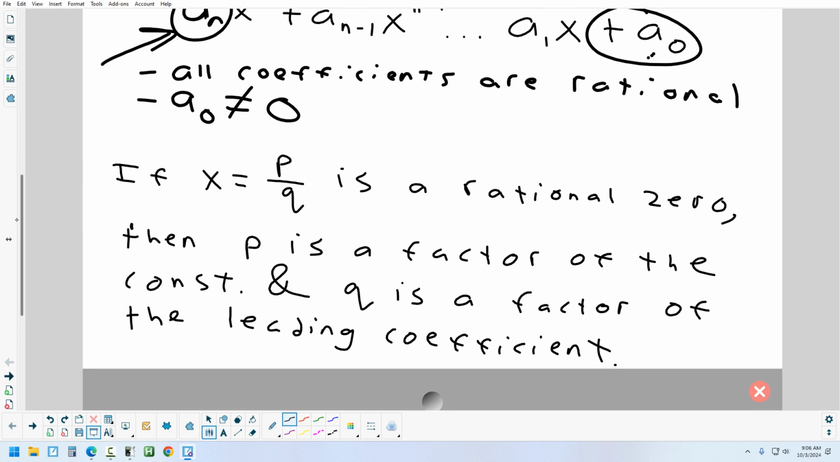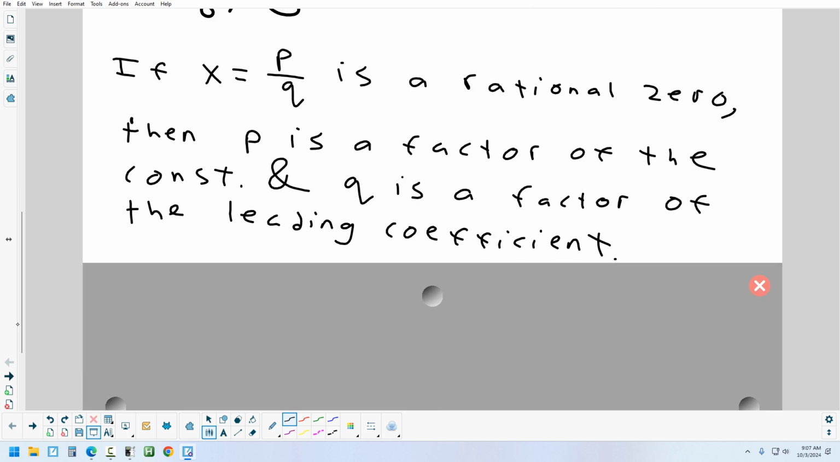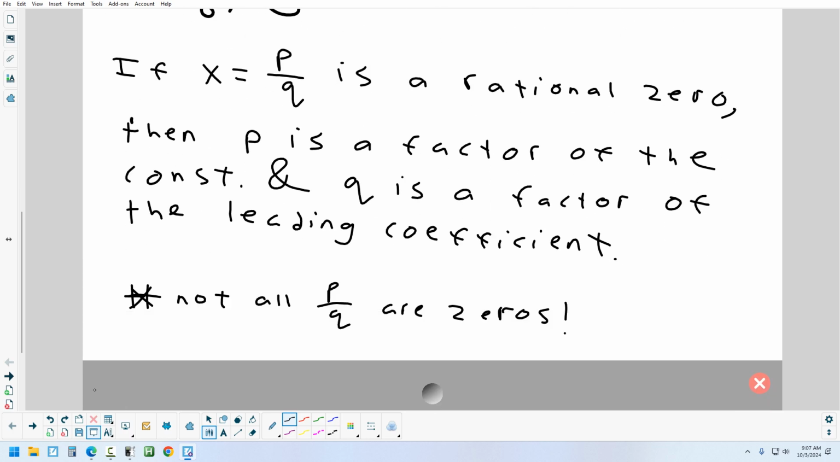So what's going to happen when we do this, we're going to get a list of fractions with all the different factors of the constant in the top and all the different factors of the leading coefficient in the bottom. Once we have that list, then we're going to try to narrow the list down. But it gives us kind of a starting point. Not every number in the list is a zero. This theorem gives you a list of possible roots.